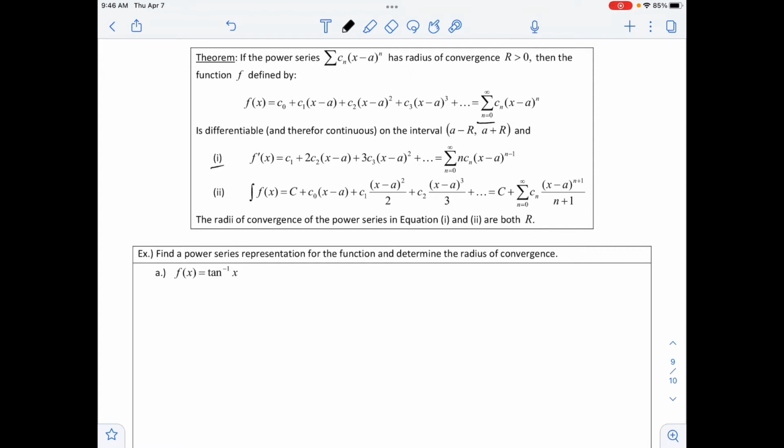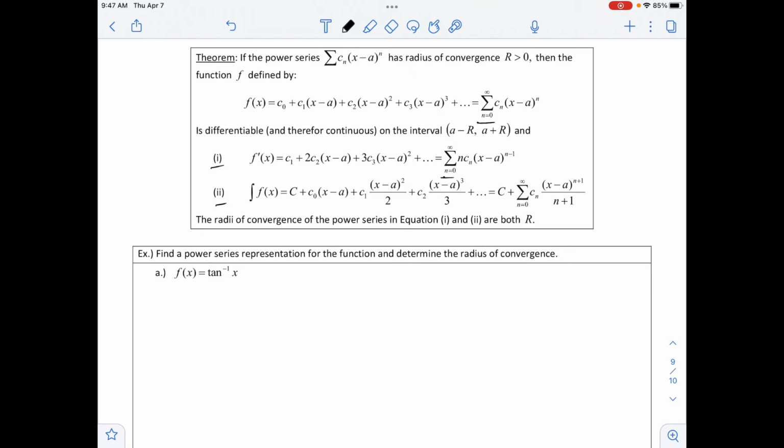First one is going to be that f prime of x is equal to, and you'll notice that power rule. The first term is gone since that would just be a constant. And then we have c1 plus 2 times c2 x minus a plus 3 times c3 x minus a squared, and so on, which is equal to the sum from n equals 0 to infinity of n times c sub n times x minus a to the n minus 1 power, using that power rule while taking the derivative.